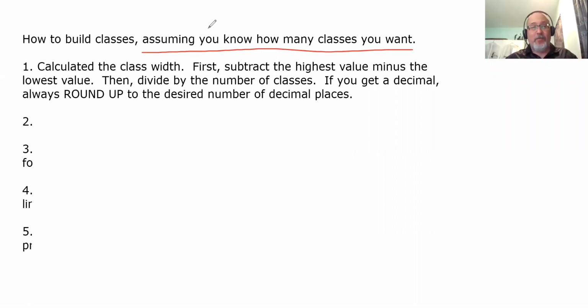You'll probably get a decimal. You always round up to the desired number of decimal places. Always round up, because if you round down, then your classes won't be wide enough to pick up the last data point in the set. So you always round up, and it will remind you to round up or to round to the next value.